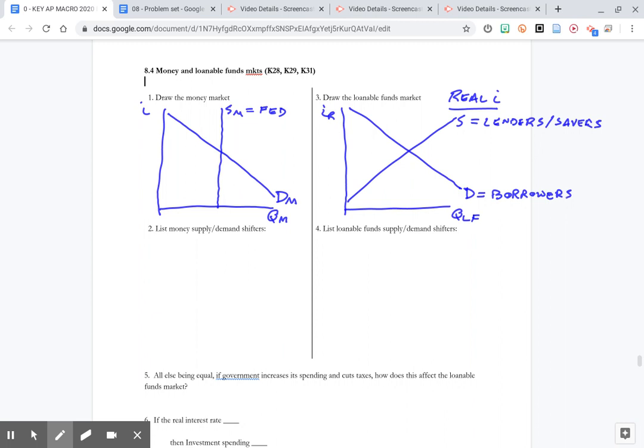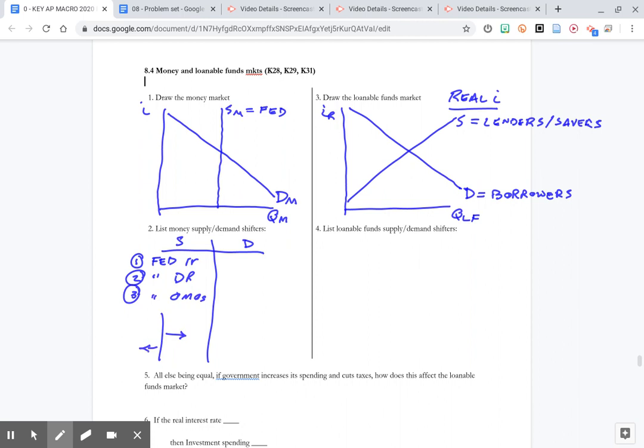Now, the money supply and demand shifters, we're going to do supply and we're going to do demand. And I'll make a little T-chart here for you. So the first supply shifter is the Fed and reserve requirement changes. The second is the Fed and the discount rate. The third is the Fed and open market operations. And so we can shift the curve to the right or to the left.